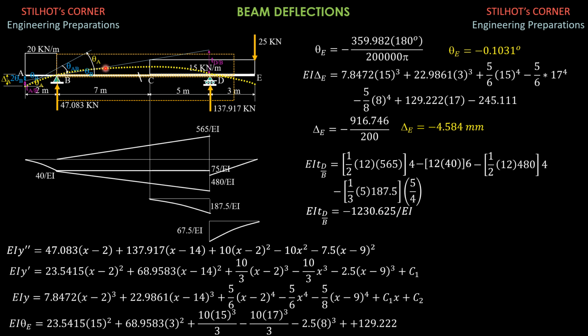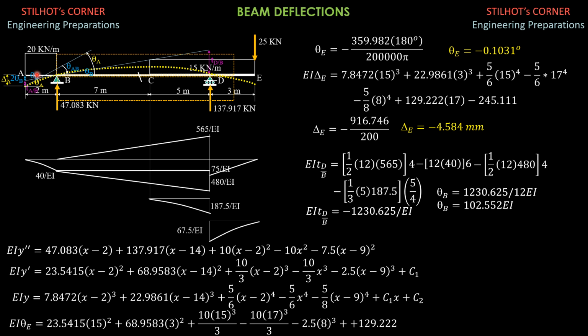1230.625 over EI. So negative means D is below the reference tangent at B. This is the figure and this is deviation of D relative to B. But the slope at B is positive because it is inclined up to the right. So theta B is positive, absolute value of this value divided by 12. So theta B is 1230.625 over 12 EI. So theta B is 102.552 over EI.